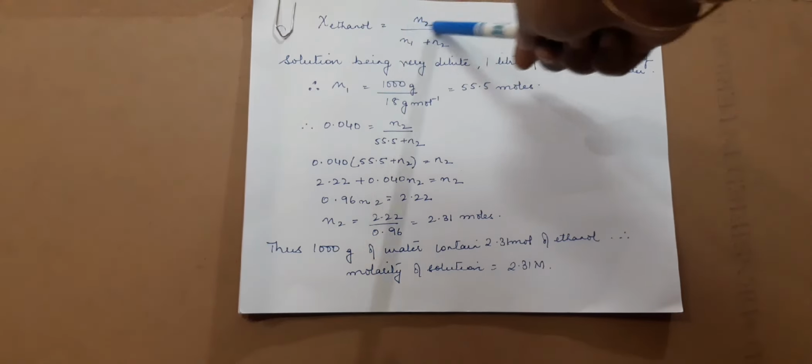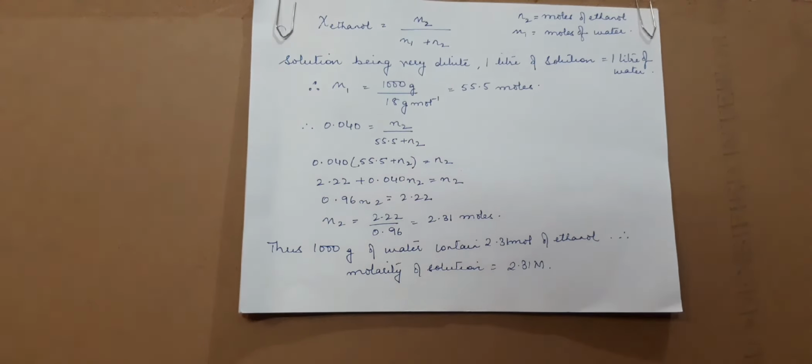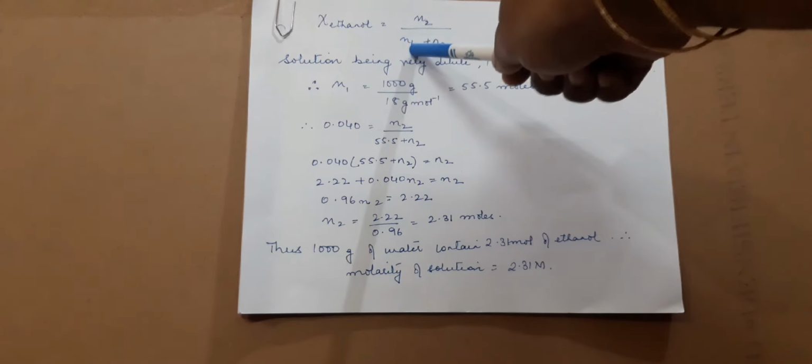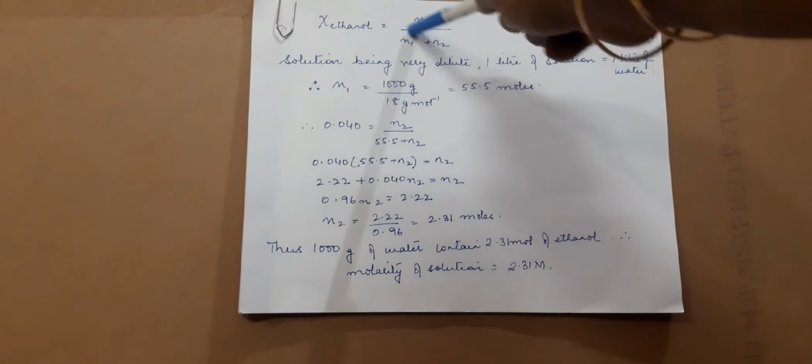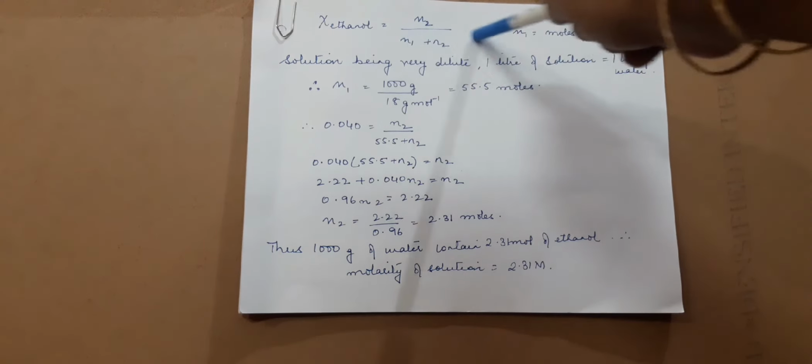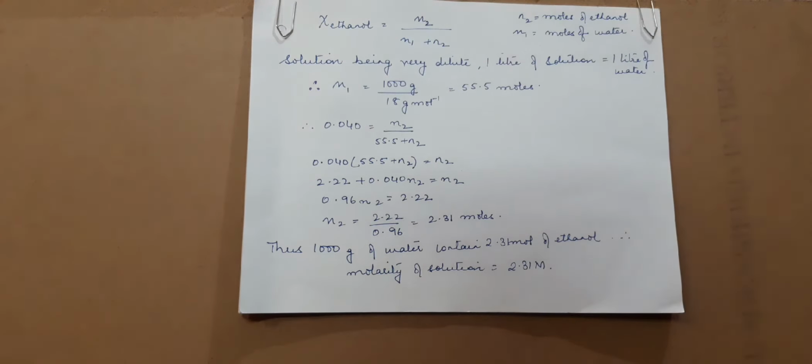So, if we consider N2 as the moles of ethanol, let N1 be the moles of water. So, total number of moles would be N1 plus N2. And mole fraction of ethanol is given by the number of moles of that particular component divided by the total number of moles in the solution. So number of moles of ethanol, N2, divided by N1 plus N2.